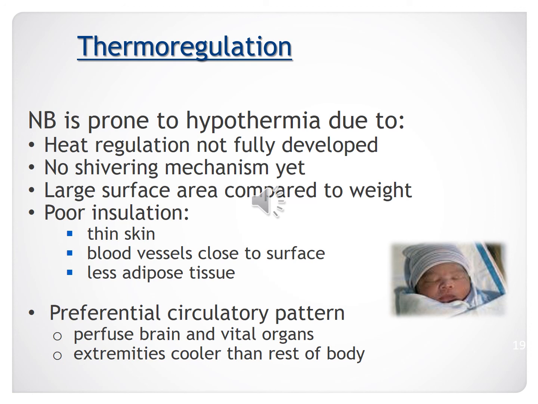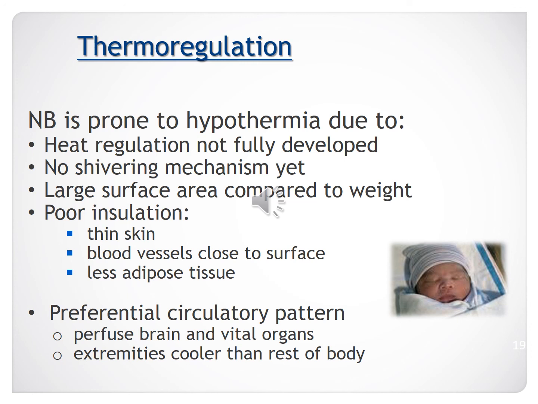And then they have this large body surface area compared to their weight. When we think of premature babies, they have poor insulation, thin skin, the blood vessels are close to the surface of the skin, and they have less adipose, less fat tissue. And so the less mature a newborn is, the higher the risk of hypothermia. And so we want to make sure that we keep that in mind and know that the priority is to perfuse the brain and vital organs.